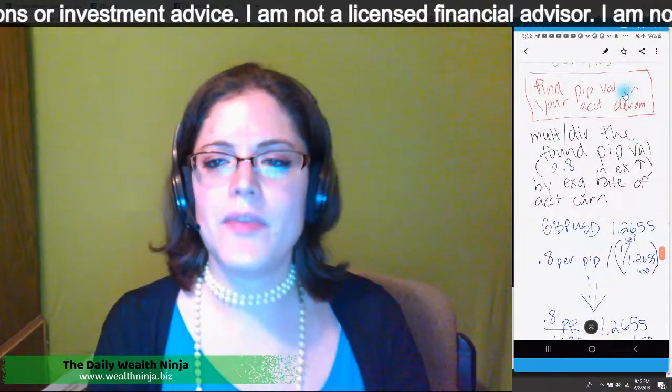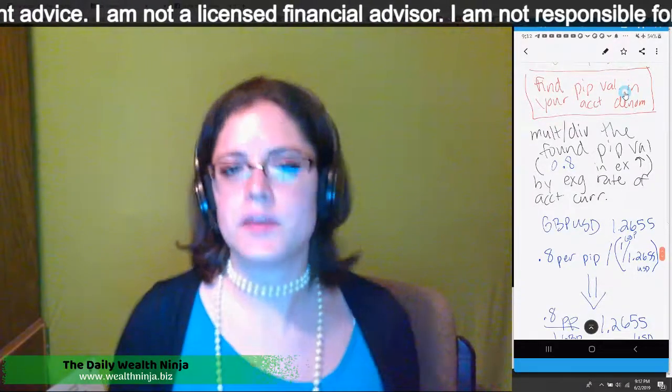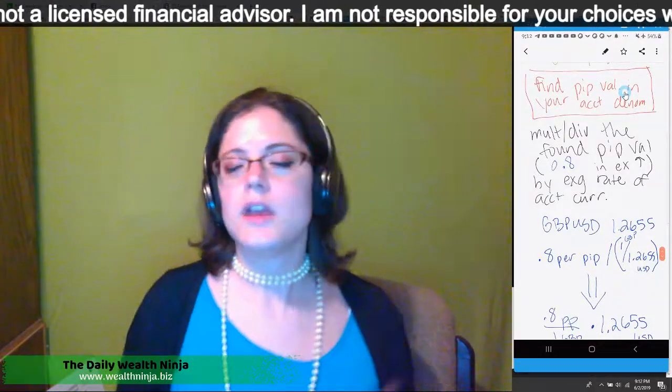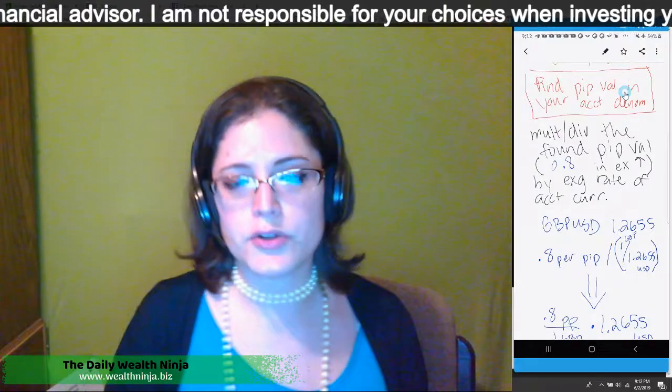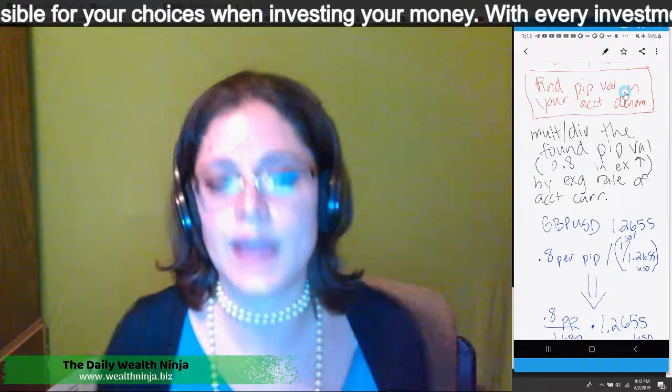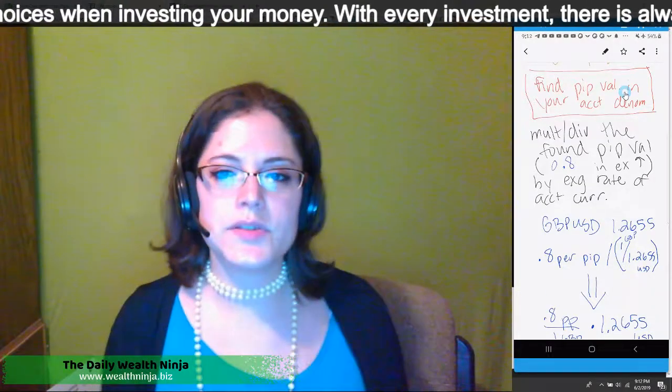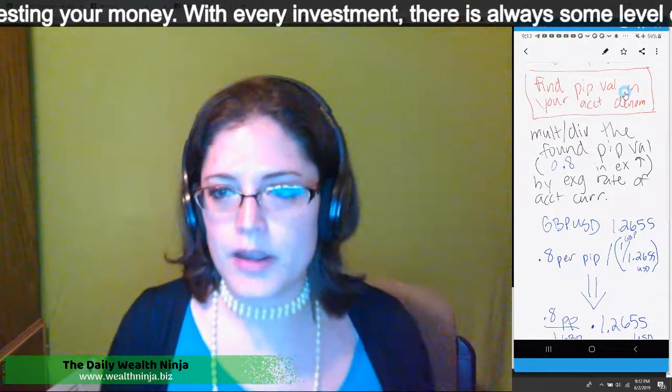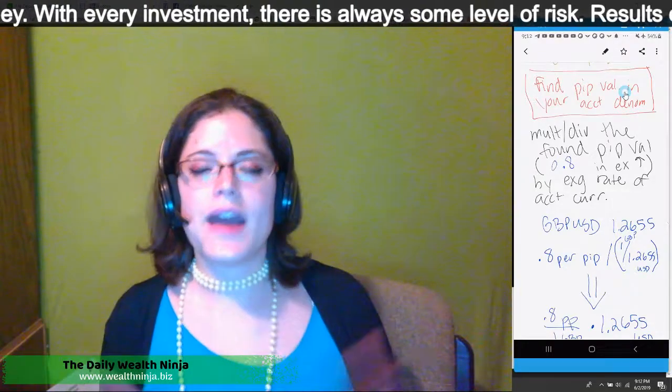So how do you find the pip value in your current account denomination? Perhaps you're trading a currency pair that does not include your main denomination, which is what you are trading with in your actual account. My account uses the US dollar, as I am in America. So in order to do that, I'm going to give you an example.